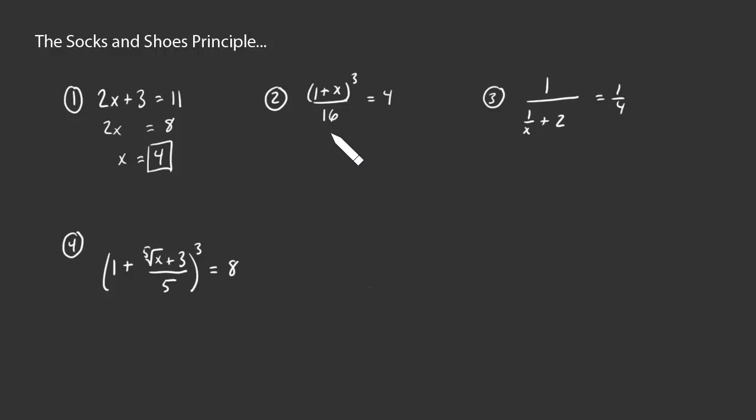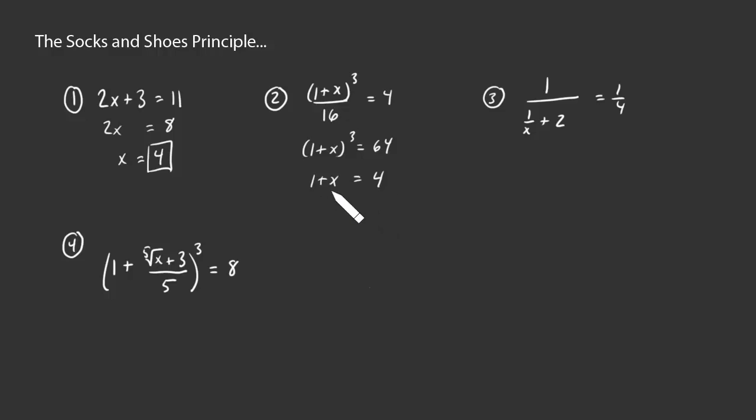To undo that last operation, to undo division, I need to multiply. So multiplying both sides by 16, I get 1 plus x cubed equals 4 times 16, or 64. Now the last operation that was done in the evaluation of this expression is the cubing, right? We add 1 first, then we cube. To undo cubing, we take a cube root. Taking a cube root of both sides, we have 1 plus x, right? It goes away over here, this cube. On the right-hand side, the cube root of 64 is 4.